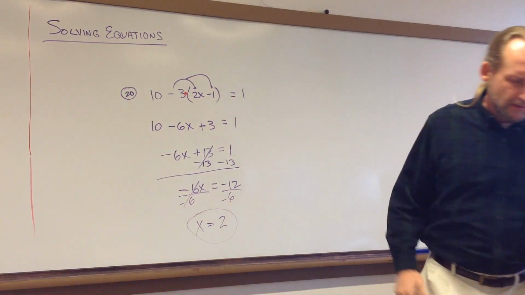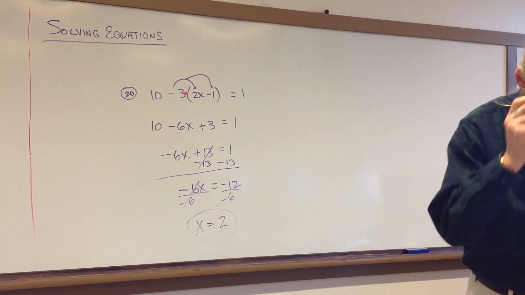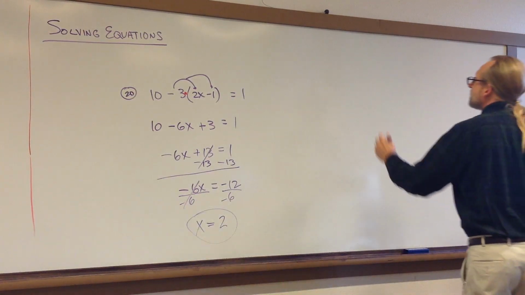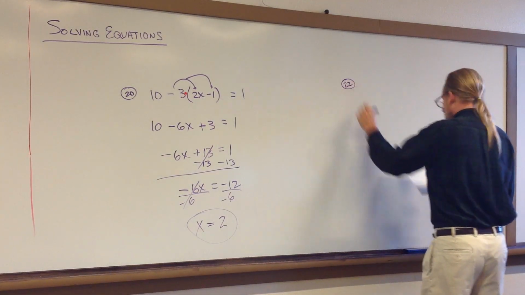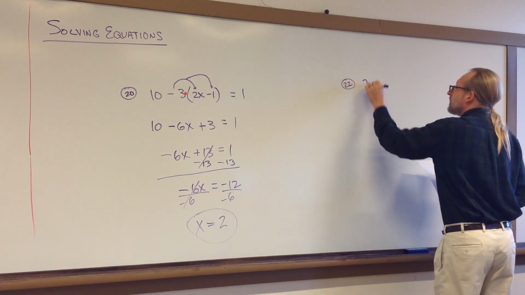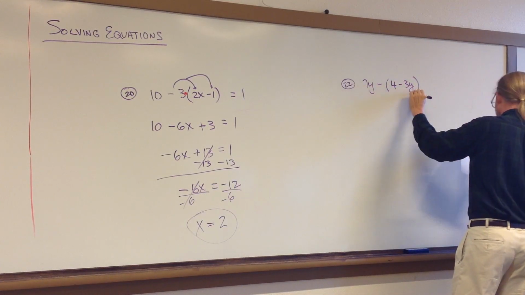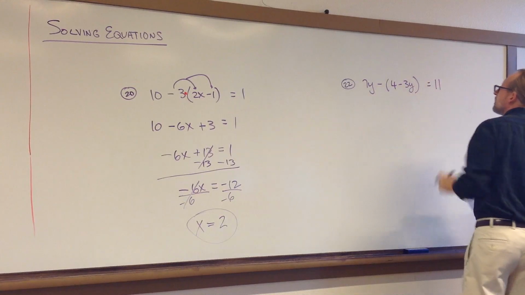All right, let's see here. Problem 22. Here we've got 7y minus parentheses 4 minus 3y equal to 11.